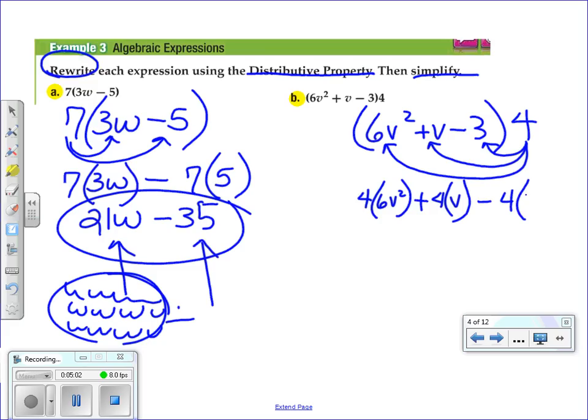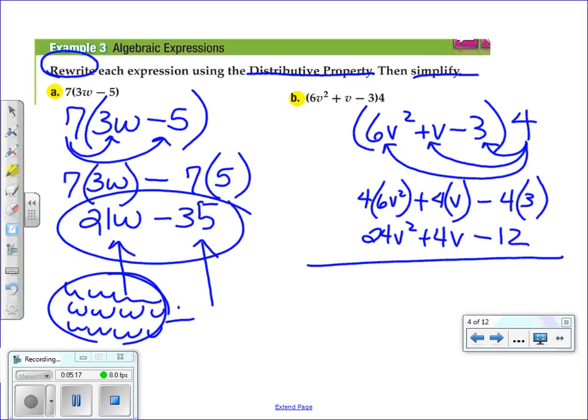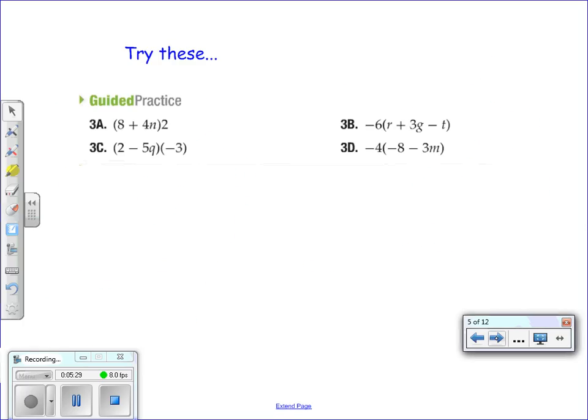4 times the 3. So 4 times 6V squared is 24V squared, plus 4 times V will be just plain 4V, minus 4 times 3 is 12. And that is simplified. This has V squareds with it, this has plain V's with it, and this has no V's with it. So none of those can be added together. We'll talk about that more in just a minute, simplifying terms.